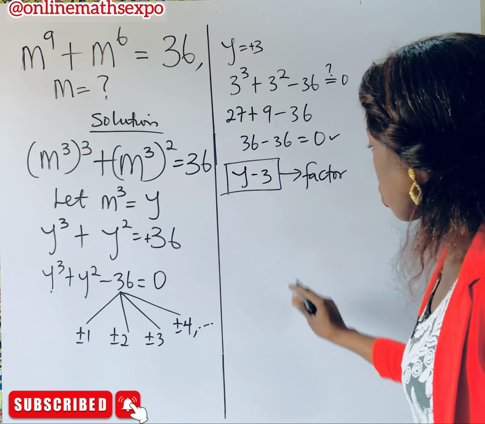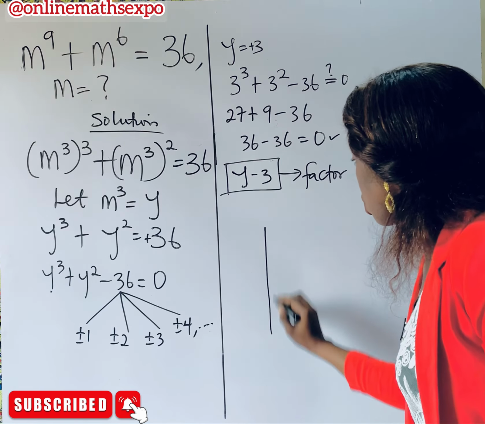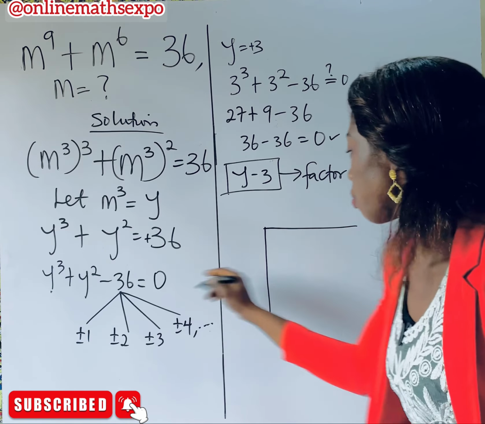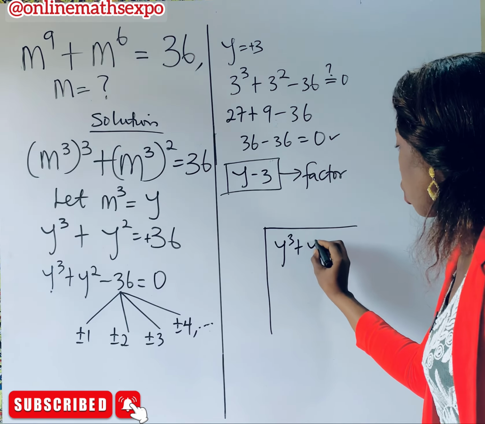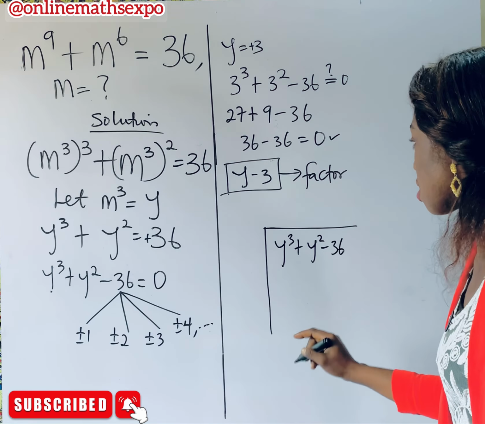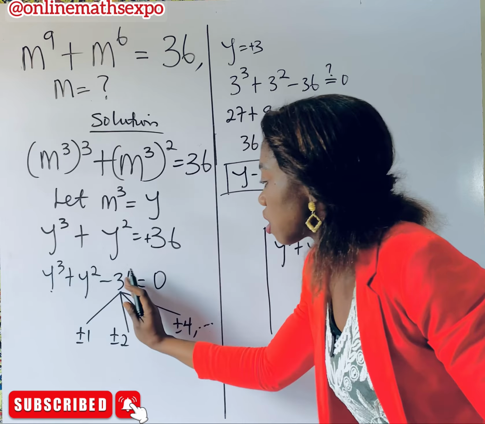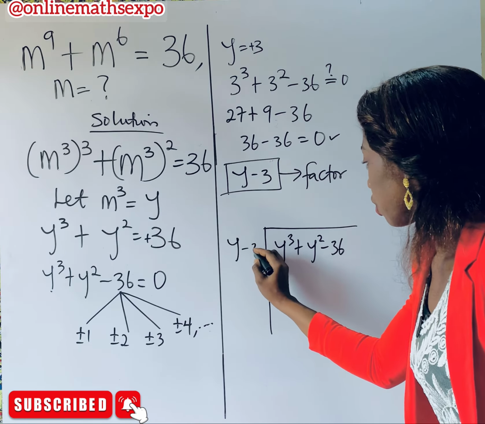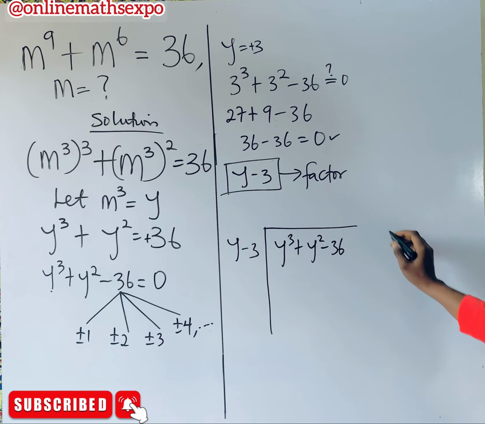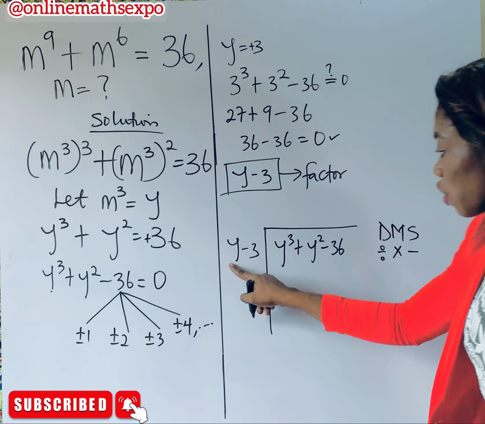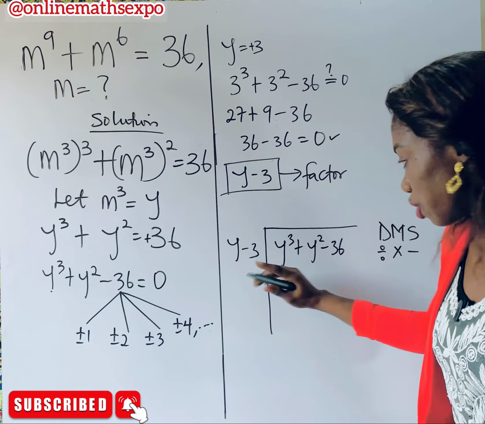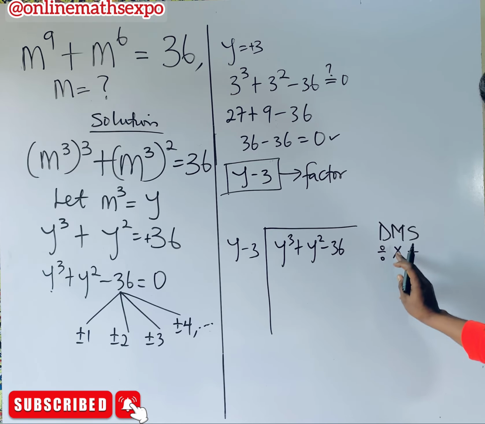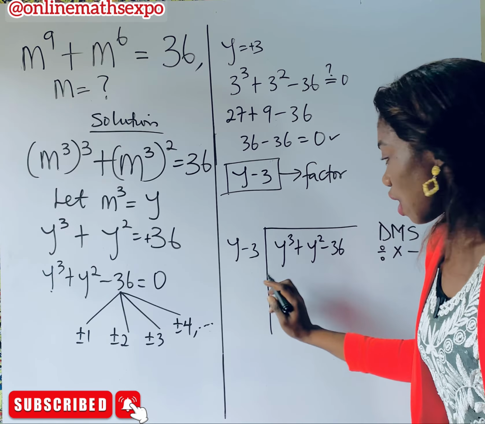Okay, so to do that, this is what we have now. Bring in the polynomial y cubed plus y squared minus 36. This part is what we are dividing. So we are dividing with y minus 3. And what is the rule? The rule is DMS. You divide, you multiply, you subtract. So use y, you use the first letter to divide the first, but when you are multiplying, you multiply both terms. So let's go.